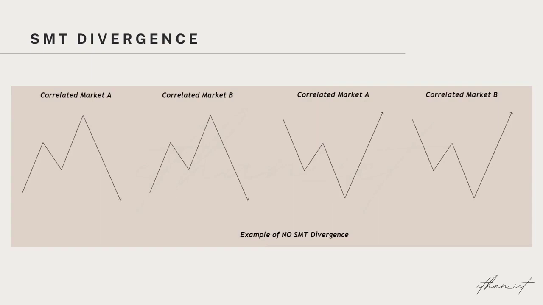In this diagram, there is no SMT divergence because the markets are moving in sync. When market A on the left makes a higher high or a lower low, market B on the right also makes a higher high or a lower low. So here's that example of no SMT divergence, right? Where correlated market A is making a higher high, which means market B should also be making a higher high. Therefore, in this diagram, there is no SMT divergence. Vice versa, when correlated market A makes a lower low, correlated market B should also make a lower low. So in this case, there is no SMT divergence because they both are doing what they're supposed to do.